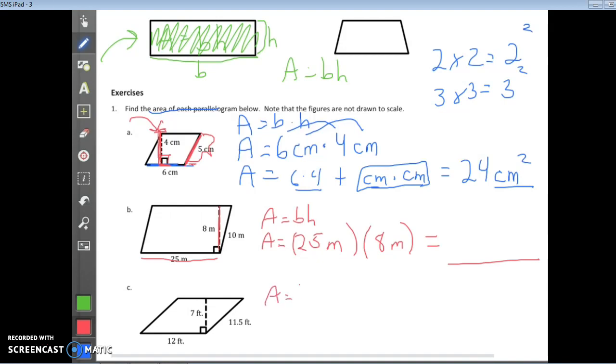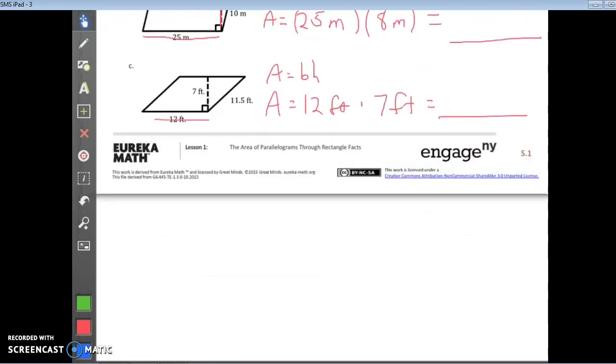Area equals base times height. And we don't know area yet, so area equals, the base is 12 feet times 7 feet. And I want you to fill that in. Moving on really quick to the next part.